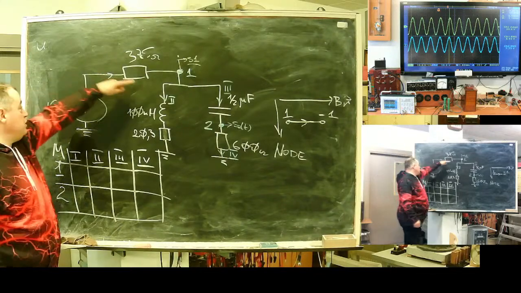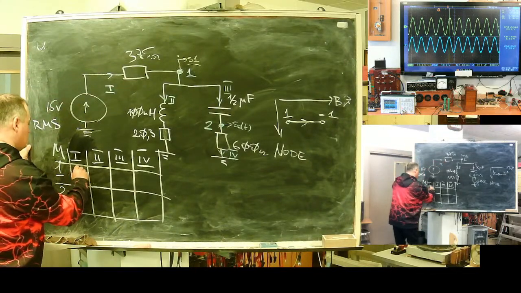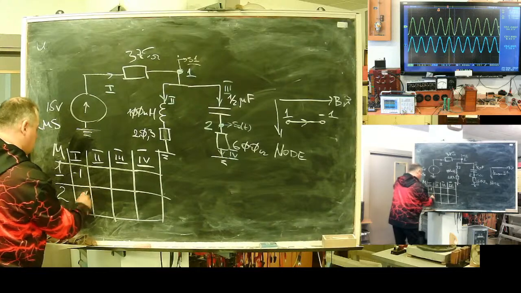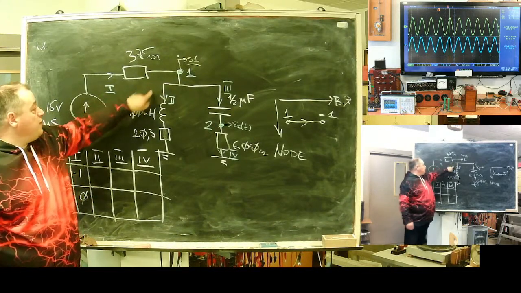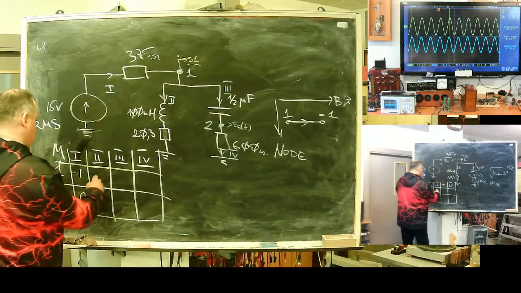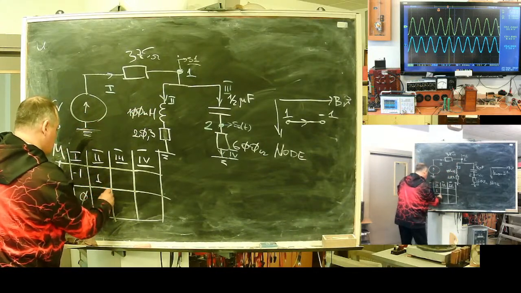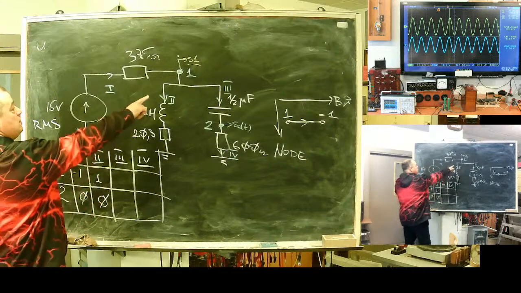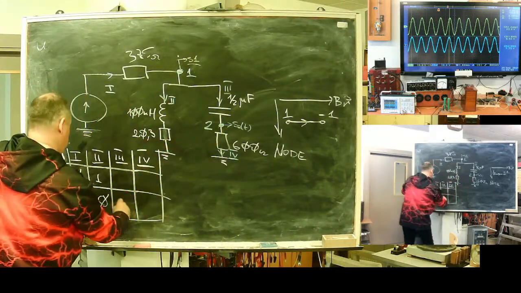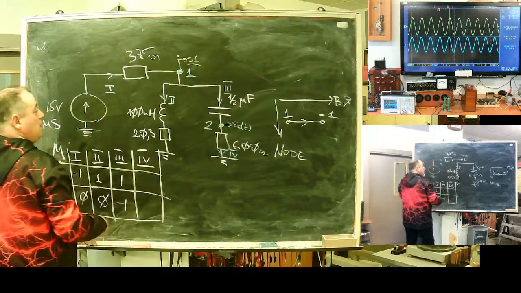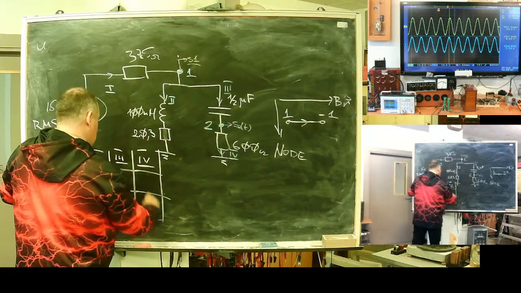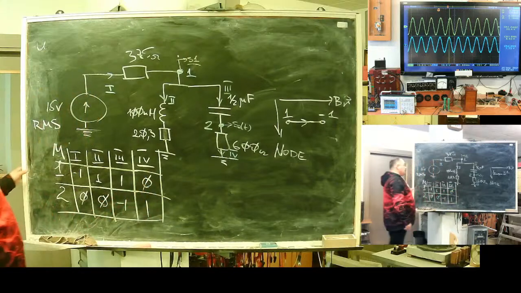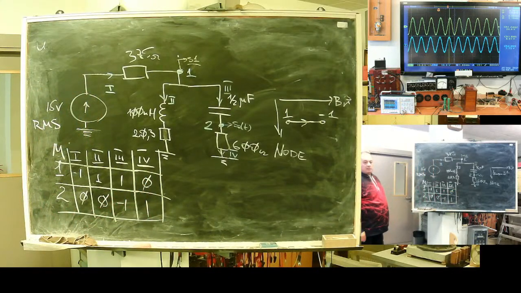So, the first branch flows into node 1: -1. There's no connection to node 2. The second branch flows from node 1: 1, 0. The third branch goes from 1 to 2: -1, 1. And number 4 flows from the second. Here is my nodal matrix. Yeah?